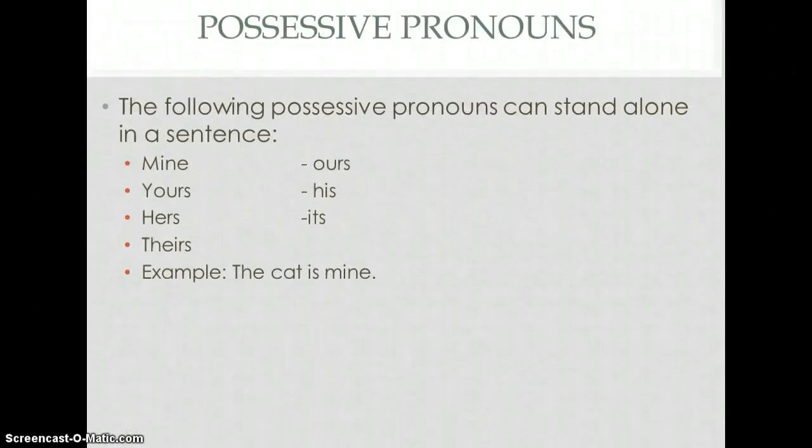And the following possessive pronouns can stand alone in a sentence. Notice this is a different list. The cat is mine. You don't need a noun after it. Again, write an example of your own using the pronouns listed, where you don't need a noun after them.